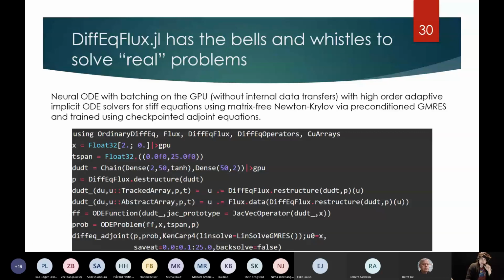And there's always someone in the audience who wants to ask a question of whether it has the bell and whistle that they care about. So I like to have this slide that says, in 10 lines of code, here is the equation, which is a neural ODE. So neural networks embedded into the ODE, which is doing batching on GPU. So the GPUs are used here with a high order implicit ODE solver. So a high order adaptive implicit ODE solver, but it also is an implicit explicit method with matrix-free Newton-Krylov and preconditioned GMRes and trained with checkpointed adjoints, right?